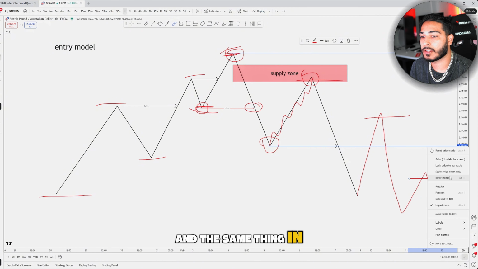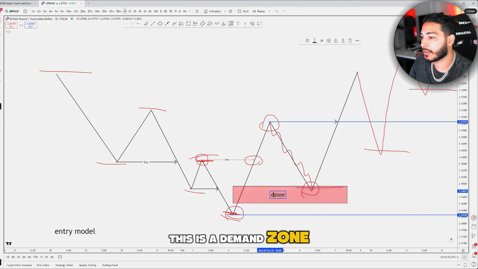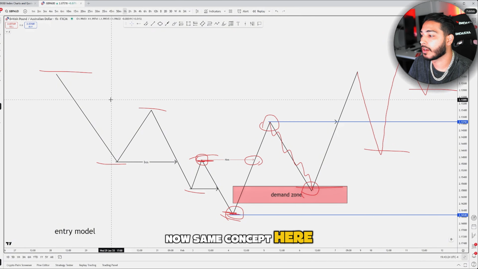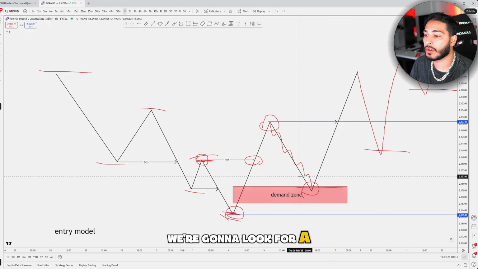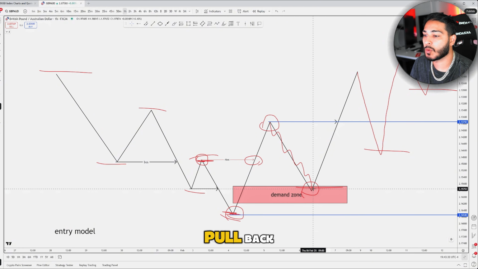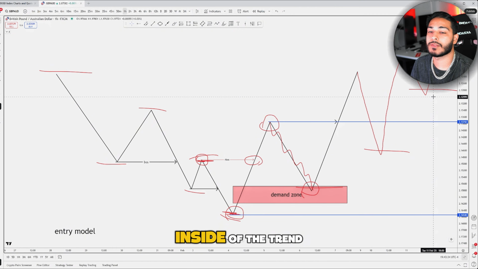And the same thing in inverse. Instead of a supply zone, this is a demand zone. Now, same concept here. We have a bearish market. We have a break of structure to the upside. We're going to look for a pullback. Once we get that first pullback, we're able to enter, and then we start swinging it and catching every single wave inside the trend.